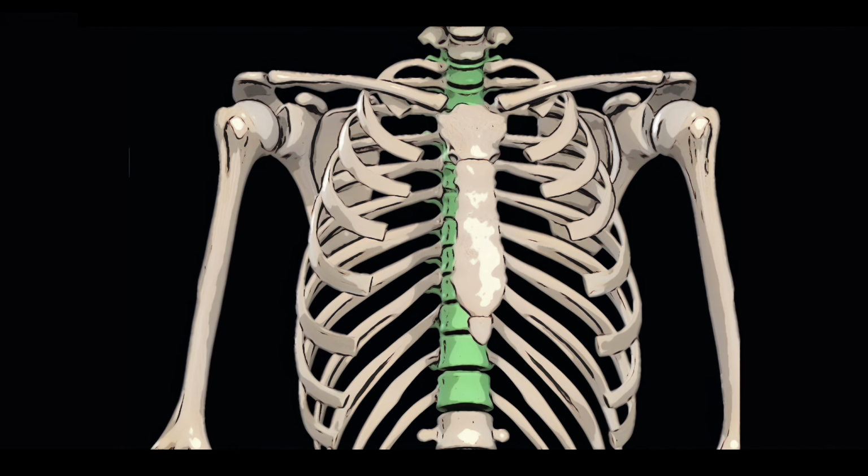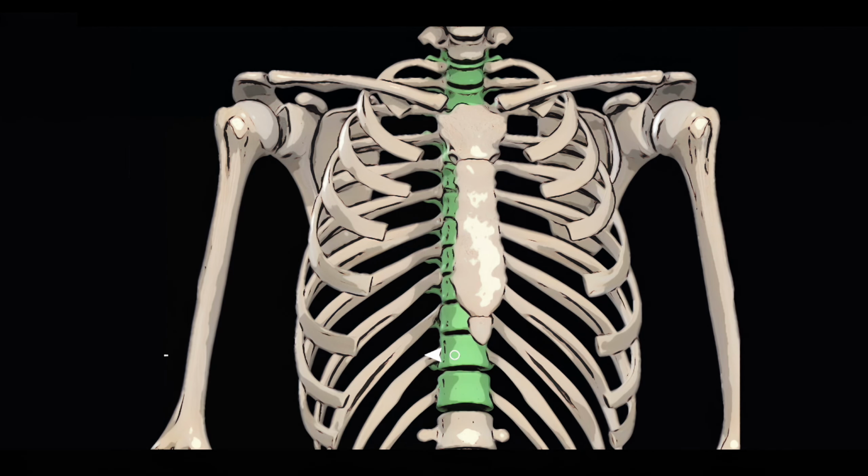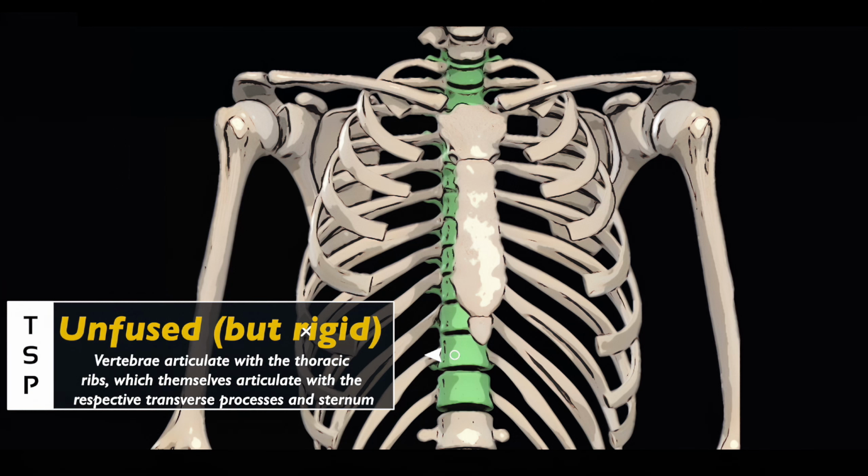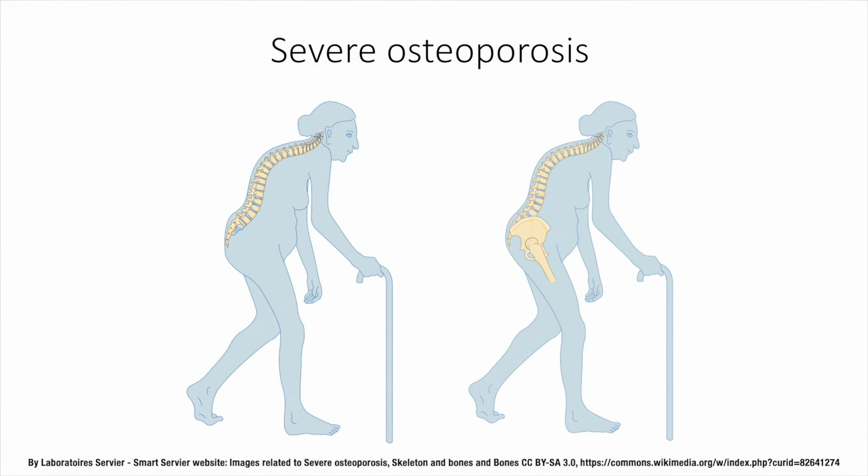In contrast to the cervical spine, the thoracic spine is rigidly fixed as the thoracic ribs articulate with the respective transverse processes and sternum. As a result, a lot of force is required to damage the thoracic spine in an otherwise healthy adult. In older adults with osteoporosis or patients with bone disease or metastatic lesions, though, minor trauma might be sufficient to cause a compression fracture.